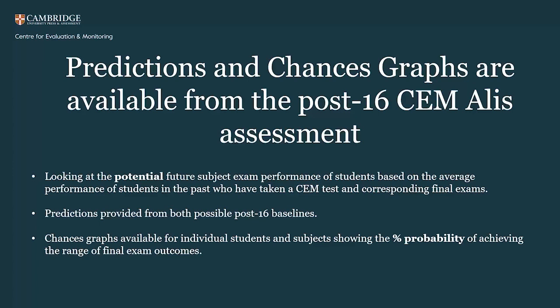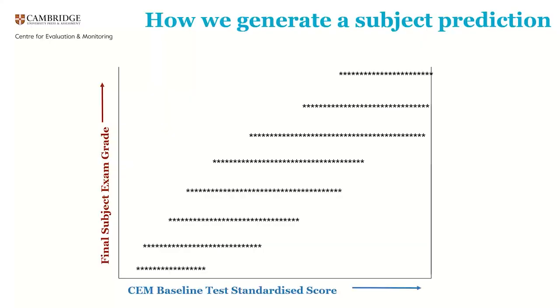So there might be one that we think is the most likely outcome, but as we all know, that's not a guarantee that that student will achieve that grade. You know, they might do better, they might not do as well. That's where the chances graphs come into it. So this is basically how we generate a subject prediction. So for every subject that we can predict to, we're going to see a chart like this. This is basically what we use.